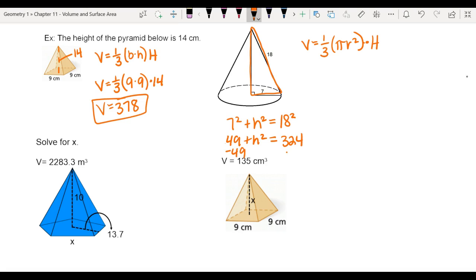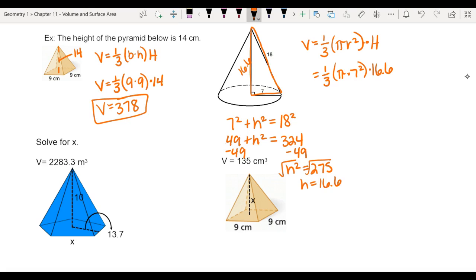You'd subtract 49. H squared then equals 275. So what do you have to do to that? How do you get rid of a square? Square root. When you square root that, you get 16.6 for your height. So your height here is 16.6. Now that we have our height and our radius, we're going to plug that in. We have 1/3 pi times 7 squared times 16.6.